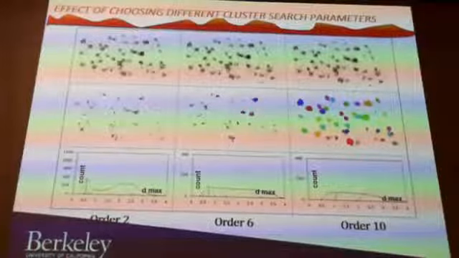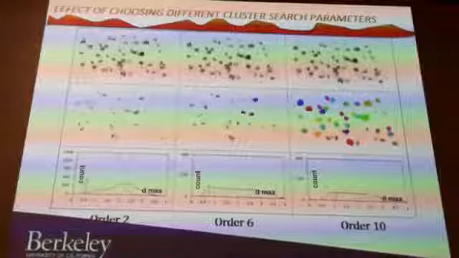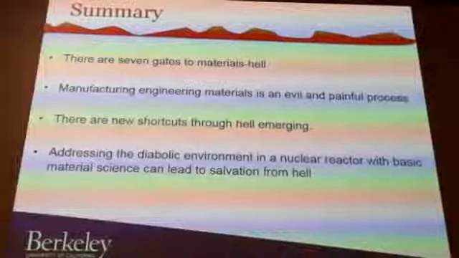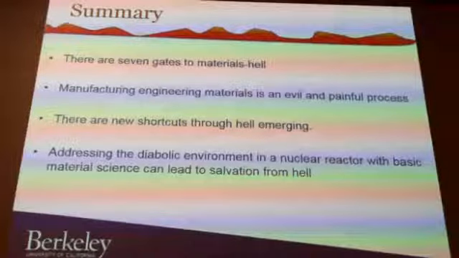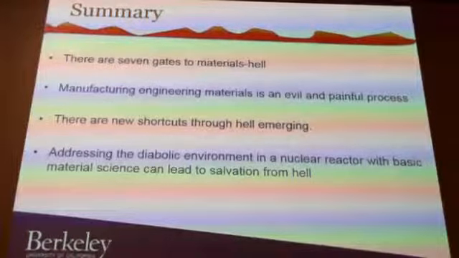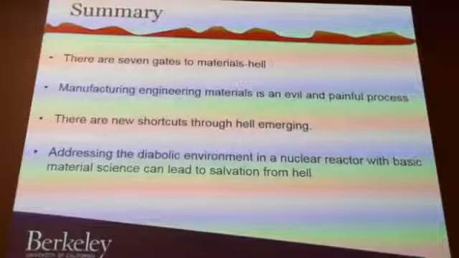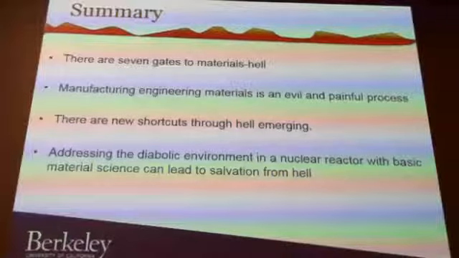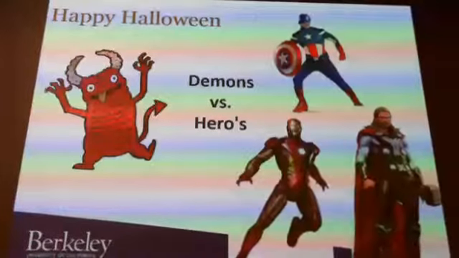And so that's actually quite challenging to do right. It's not that easy. So with that, I would like to summarize my very, very brief introduction of materials through hell. I hope you learned that there are 7 gates of hell, and that manufacturing engineering materials is an evil and painful process with lots of heat. There are shortcuts through hell emerging, and they are very exciting. But eventually, we still have to go through hell to get there. It's truly a diabolic environment, and hopefully we learned why material science is important. And I wish you all happy Halloween.